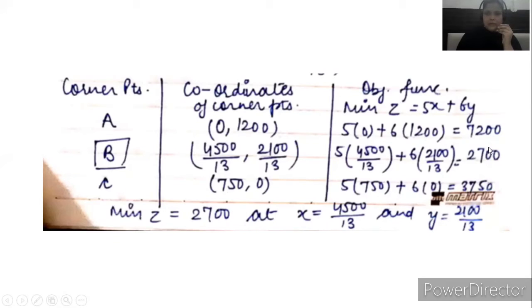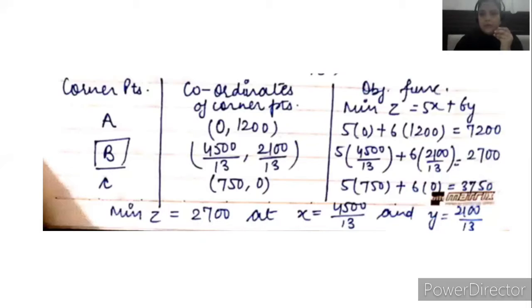Now compare all these three values of z. You will get to know that z is minimum at point B, that is 2700. Thus, minimum z is equal to 2700 at x is equal to 4500 by 13 and y is equal to 2100 by 13. This is your solution.